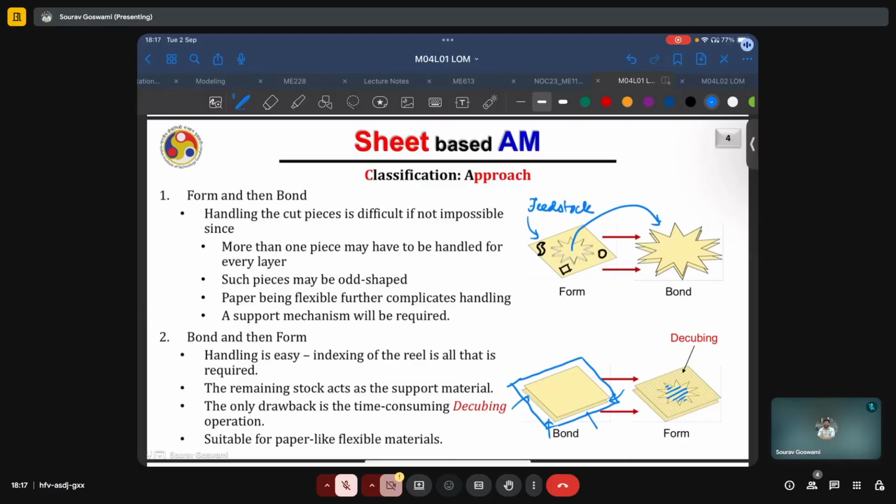The decubing process, however, which is where we remove all of this excess material that we have been adding per layer, will take a considerable amount of time, and as you will see, it is in fact the rate determining step for this process because it is the slowest, and it is well adapted for use with feedstocks such as paper, which are flexible in nature.